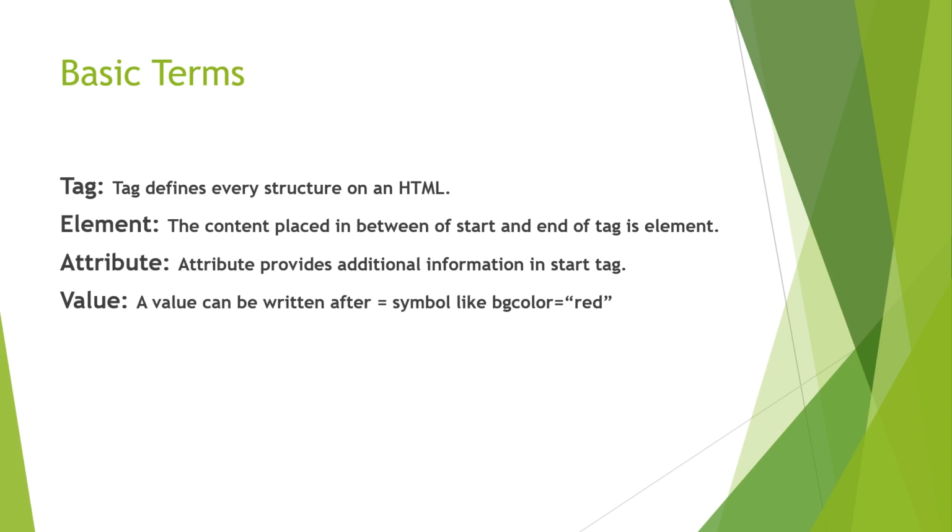What do you mean by attribute? An attribute provides additional information in a start tag. And what is a value? That is given to an attribute, and a value is always written after the equal to symbol, like bgcolor equal to red.